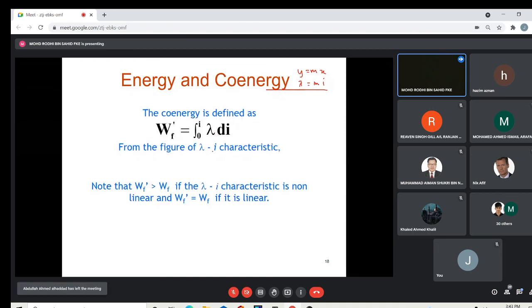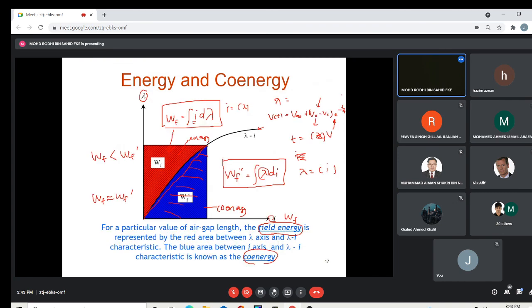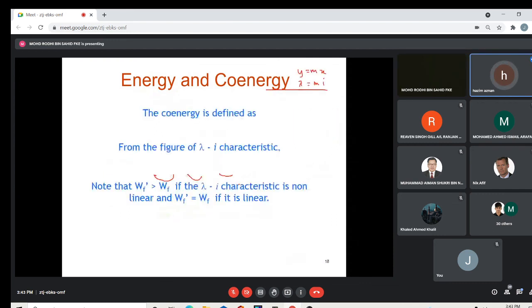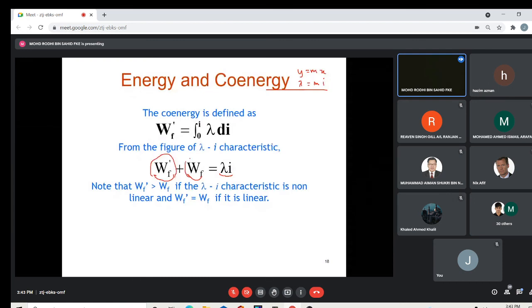So from the figure of lambda I characteristic, as we can see, the co-energy plus the energy is equal to lambda multiplied with I. So it is proof here that this is lambda and this is I. This is the length of the lambda and this is the length of the I. So if you add up the two areas, you get lambda multiplied with I. Simple as that. The co-energy, the blue area, plus the energy, the red area, is equal to lambda I.